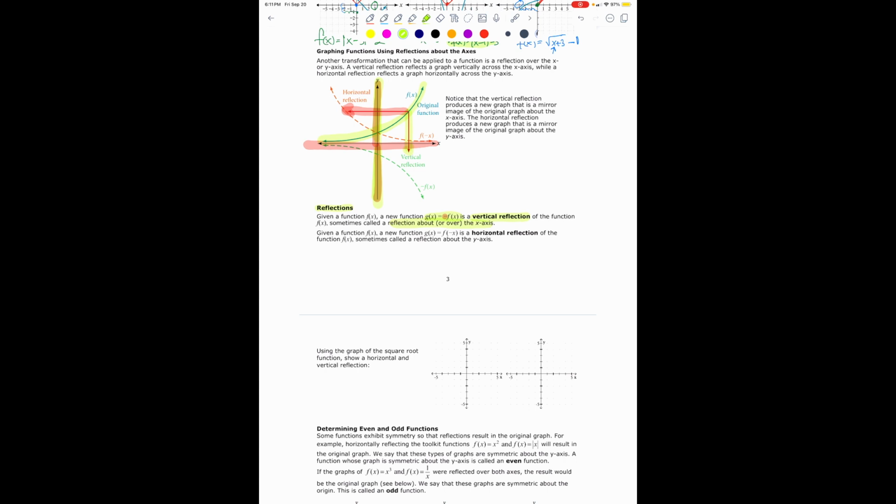If you are given a function f of x and your function g of x is a horizontal reflection, then g of x is equal to f of negative x. So this is a horizontal reflection of the function f of x. Sometimes we call that a reflection about the y-axis or over the y-axis. So here is an example of how we're going to apply a horizontal reflection or a vertical reflection.